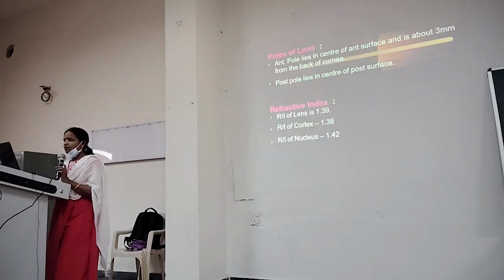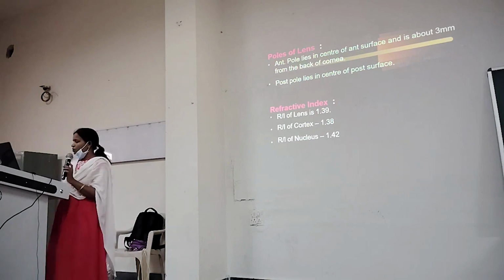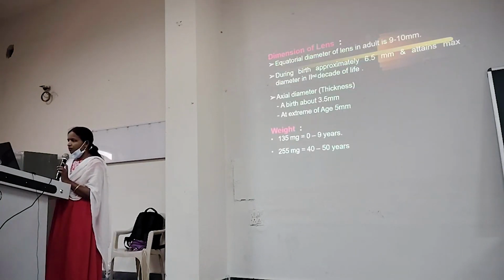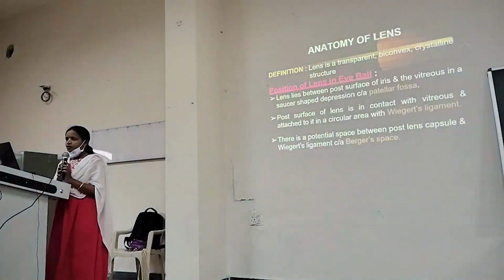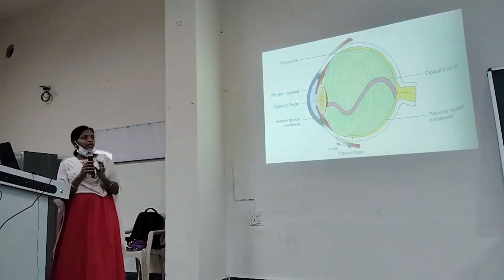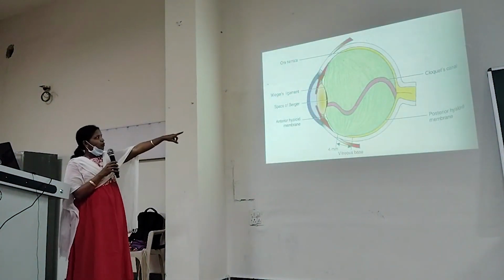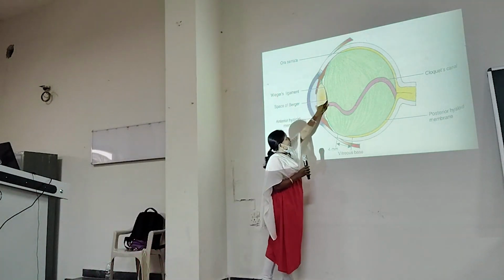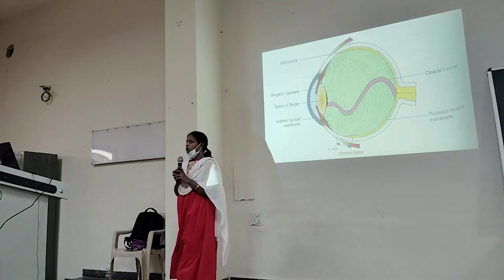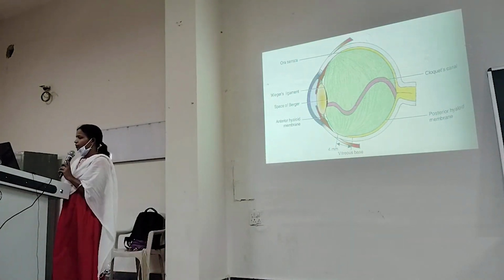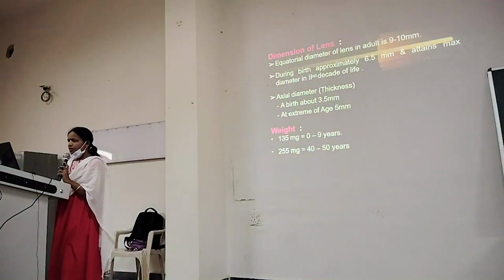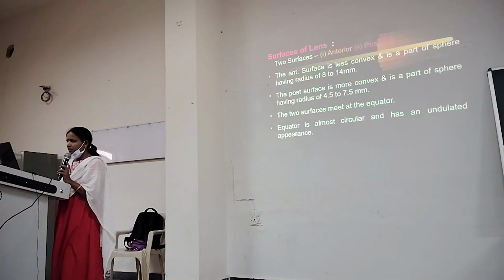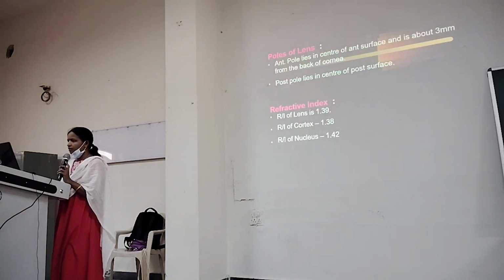So poles of the lens. What are the poles of the lens? As you see in the previous picture, the anterior tip of the lens and the posterior in the center here, we call it as anterior pole and posterior pole. Okay? Those two points are the anterior and posterior poles. Those points are important both surgically and clinically.